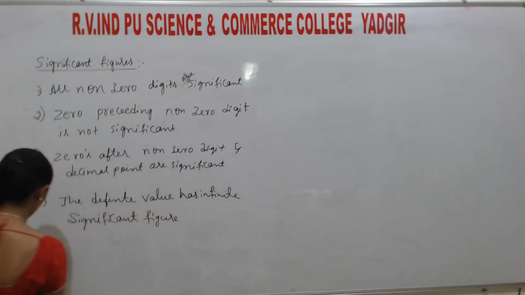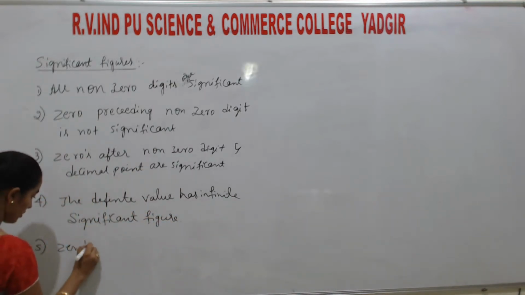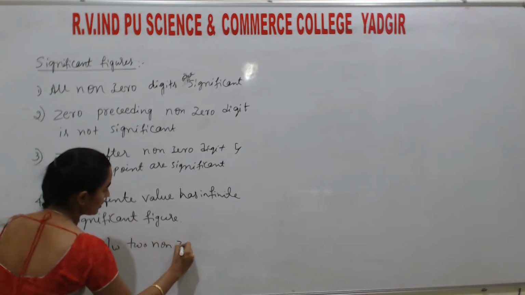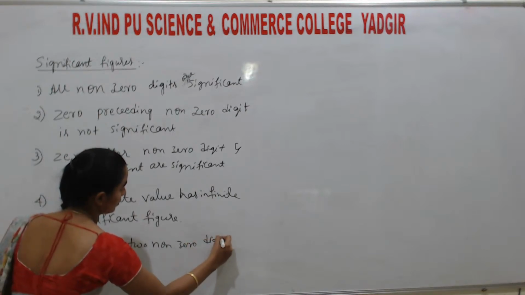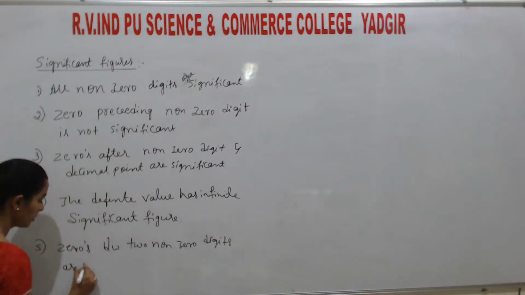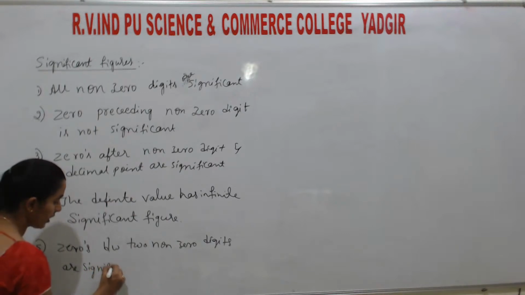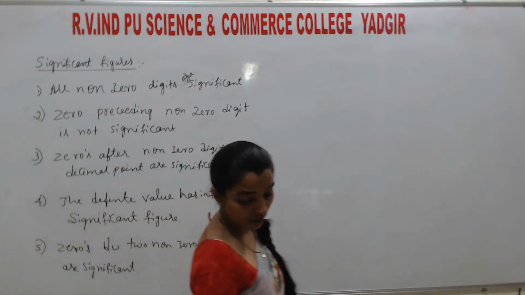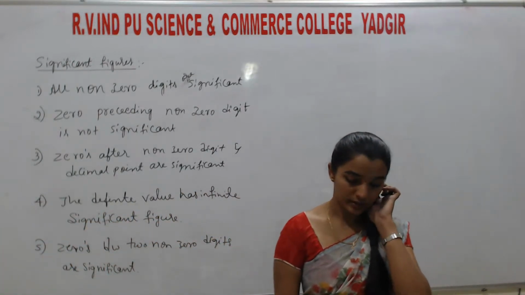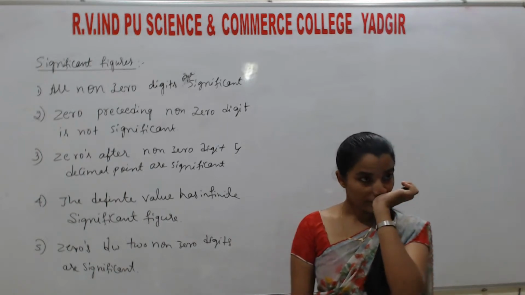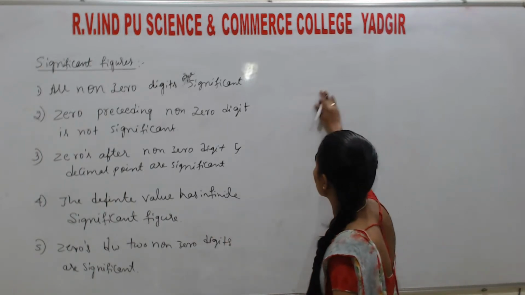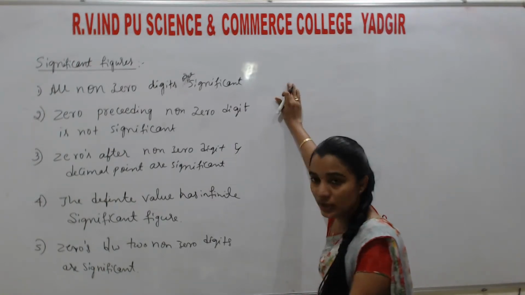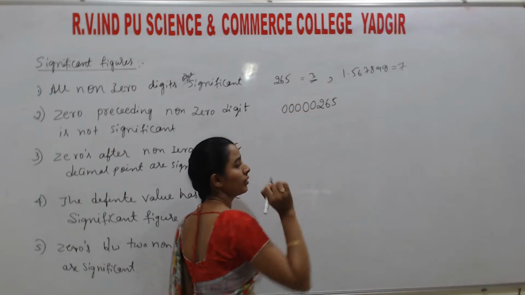Next, zeros between two non-zero digits are significant. For all these, I'll give one example, then you will easily understand. So students, for all non-zero digits, how many zeros there are, we don't bother about that.